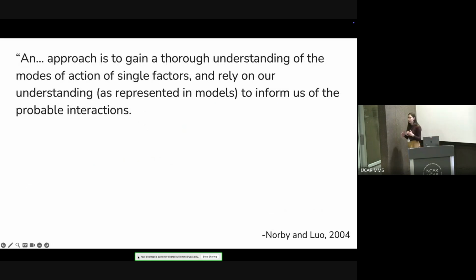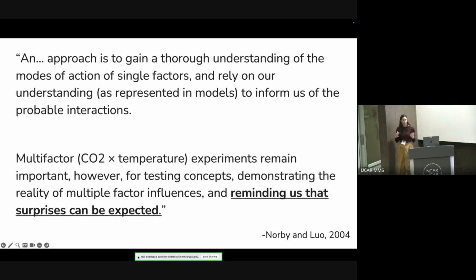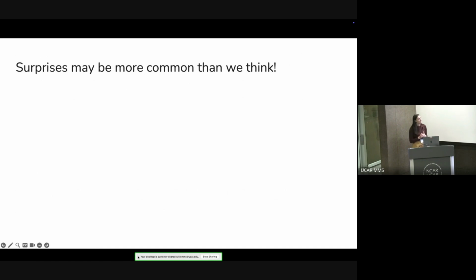So to get around this problem, over 20 years ago now, Norby and Luo suggested that we gain a really thorough understanding of single global change factors, and then put those into models and use those to understand interactions of global changes. But even they acknowledge that multi-factor experiments, where you're doing multiple global changes at once, remain important because there might be surprises, where these interactions don't happen as we'd expect. And in fact, these surprises might be more common than we think.